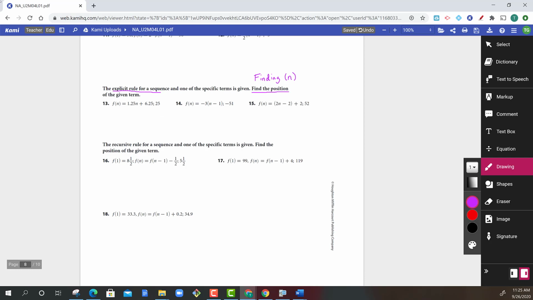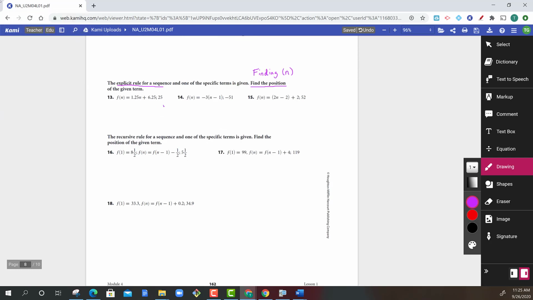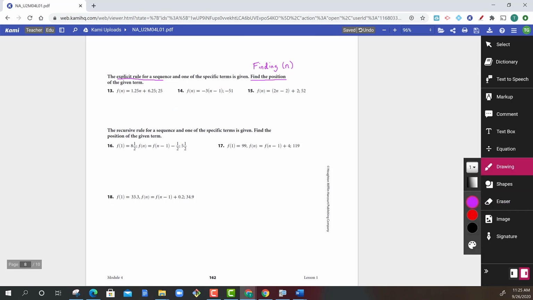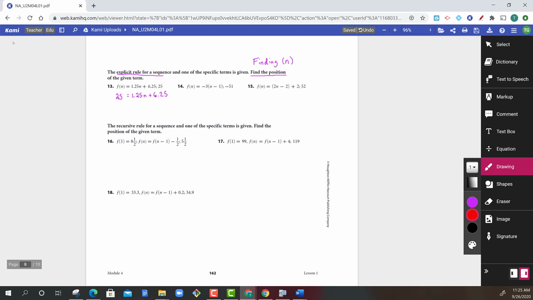So let's look at number 13. Again, they give us 25. So they're saying, okay, this is what the function is going to output here, which means we're going to set the rule in this problem equal to 25. Remember, in other words, they're giving us the y value. They're giving us the value that this function is equal to, and we want to figure out, okay, is this the first term of the sequence? Is this the 30th term of the sequence? So we're just going to use a little bit of algebra here.